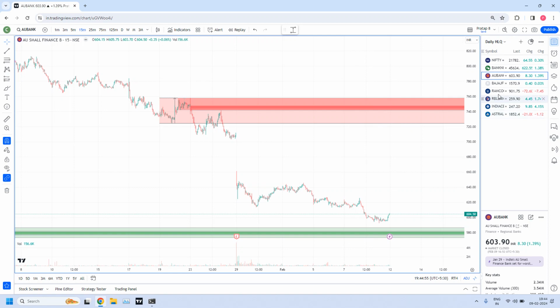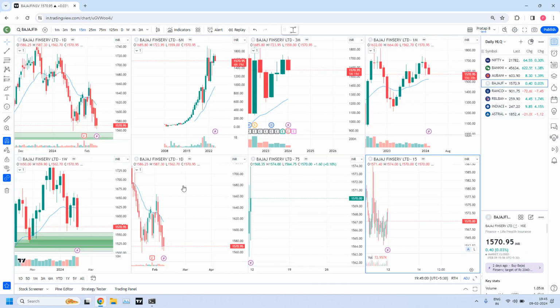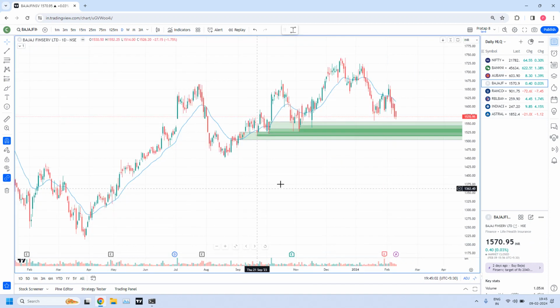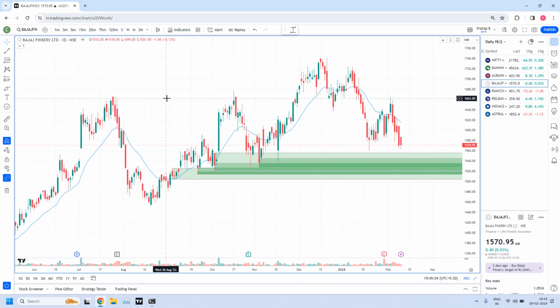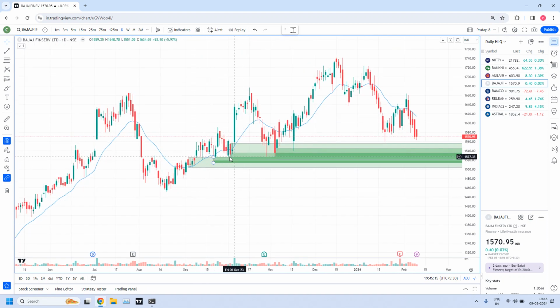Now the next one is Bajaj Finance. This is also a daily high liquidity zone. Actually, Bajaj Finance is having a LOTL. Actually, this is LOTL for two high liquidity zones.